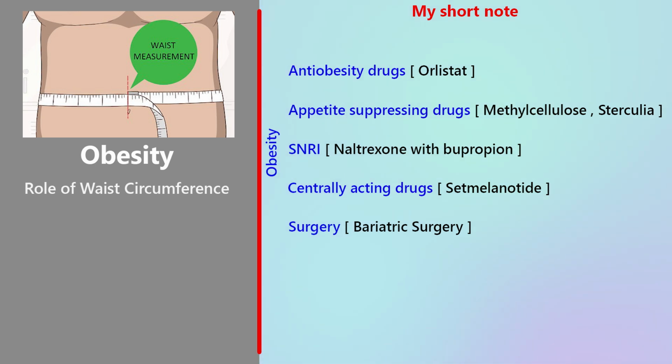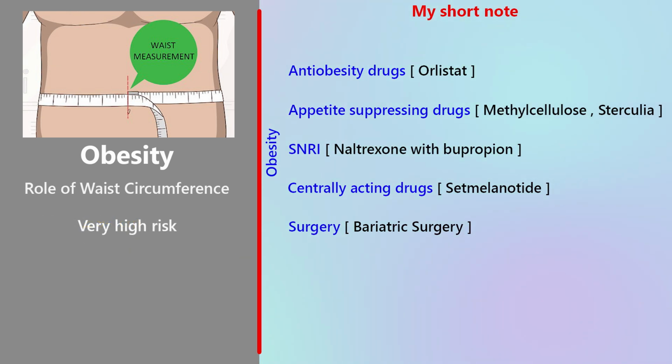So, when waist circumference increases, the risk of obesity-related complications also increases. In men, a waist circumference of 94 centimeters or more indicates increased risk, and in Asian men, the cutoff is lower at 90 centimeters. In women, a waist circumference of 80 centimeters or more already indicates increased risk.